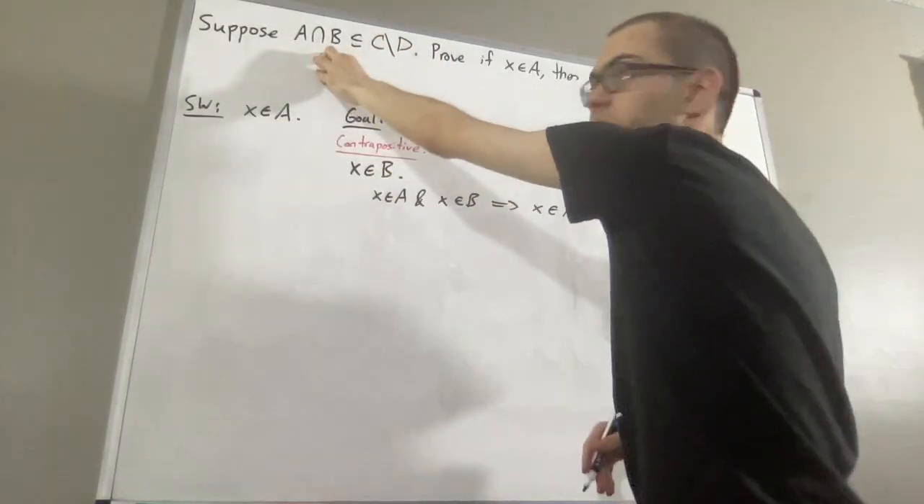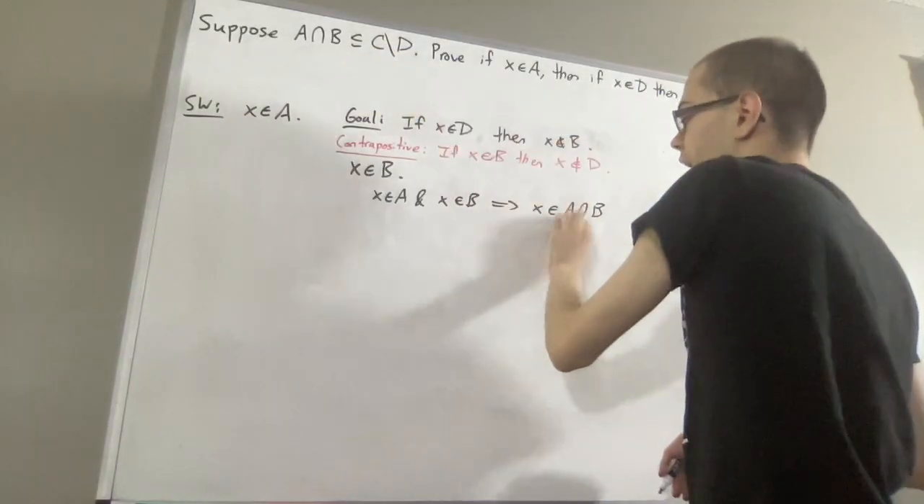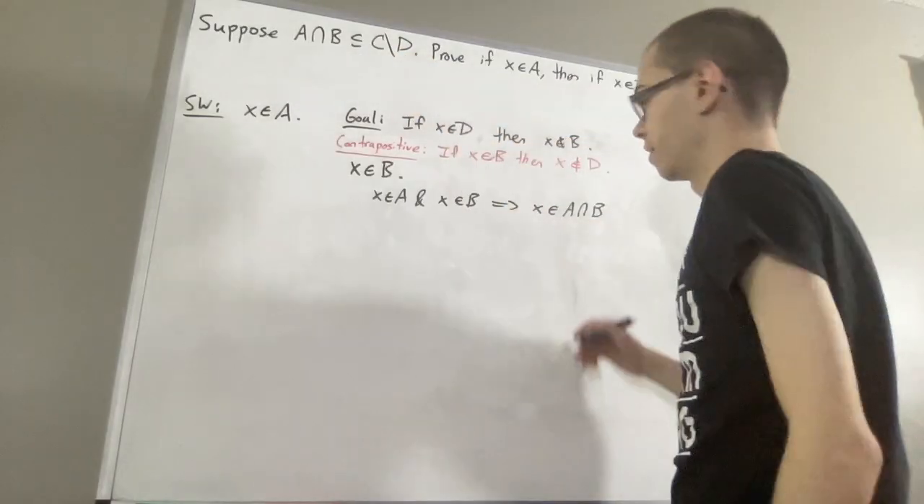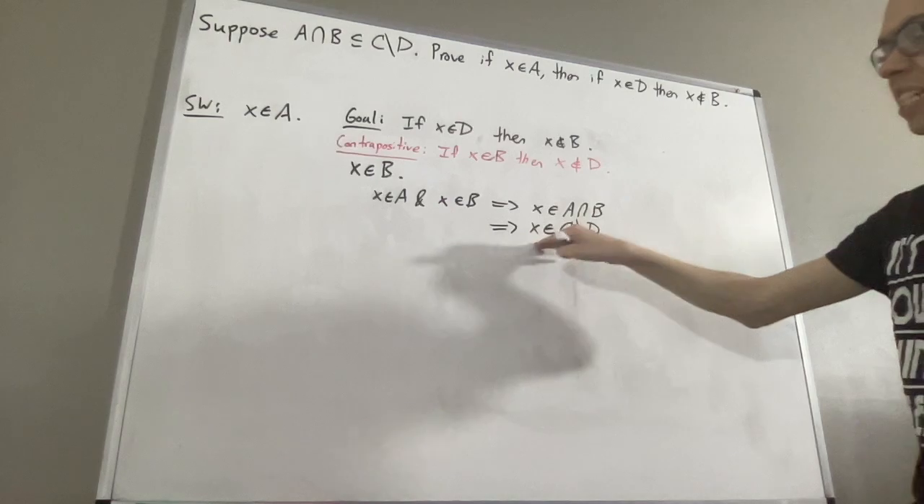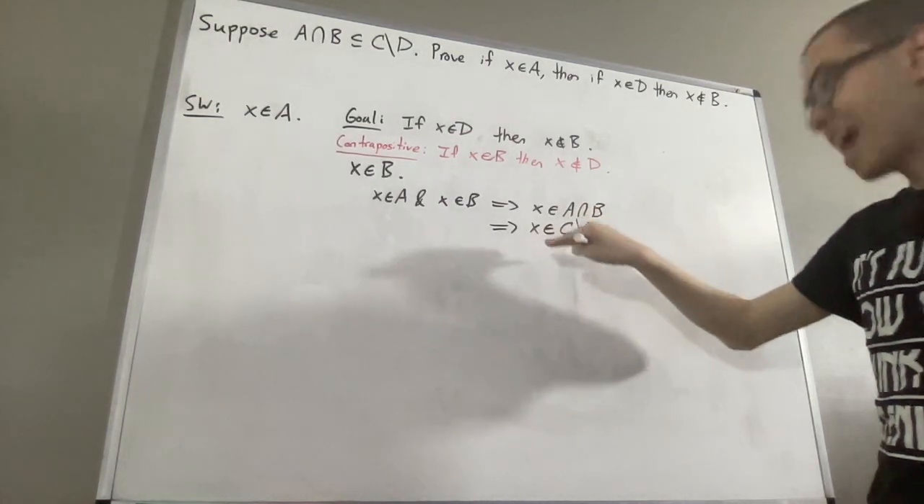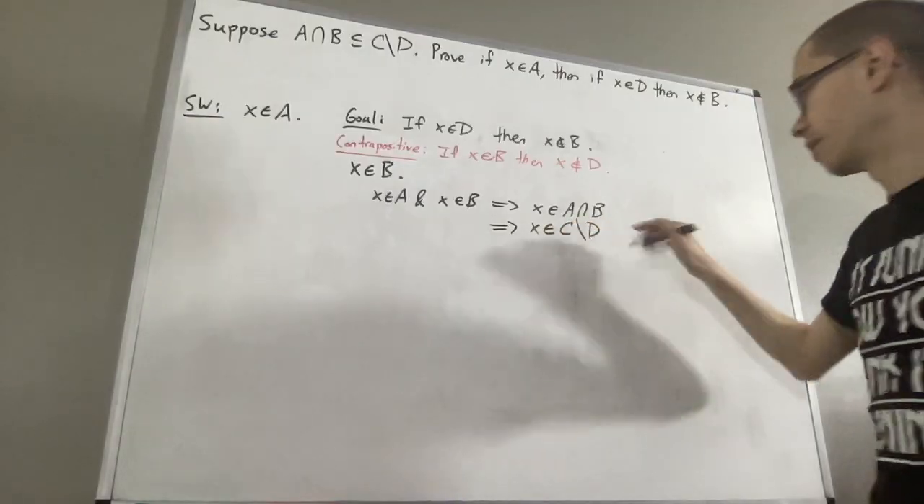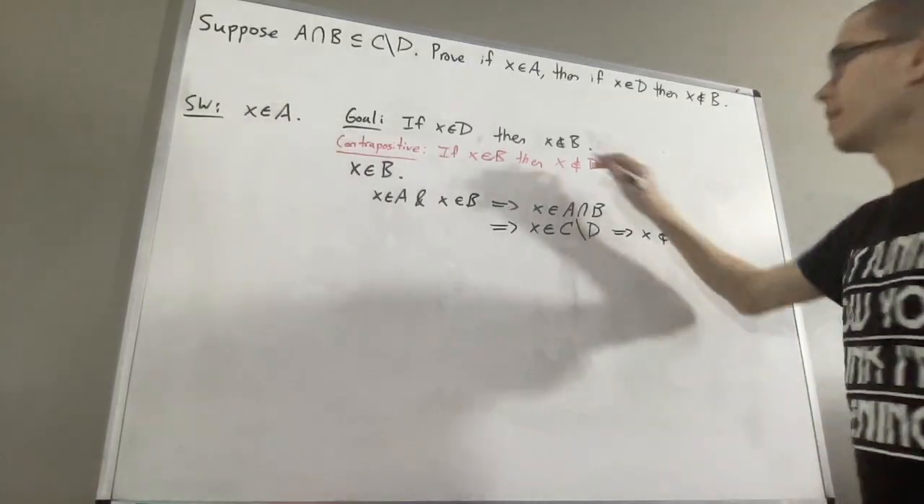Everything in the intersection of A and B is also an element of C set minus D. So in particular, X must be an element of C set minus D. So we'll just write that down. But what does it mean for X to be an element of C set minus D? That means X is an element of C and X is not an element of D. So in particular, we have X is not an element of D, which is exactly what we wanted.